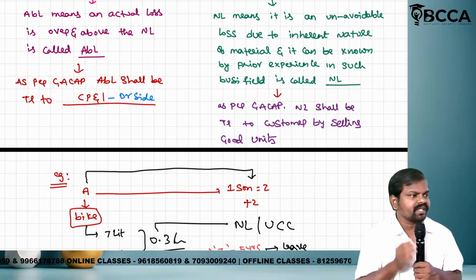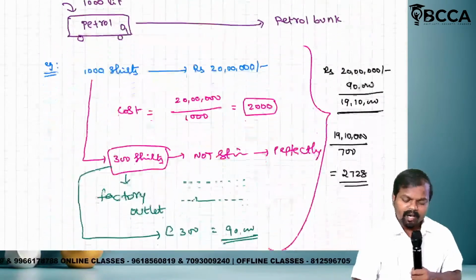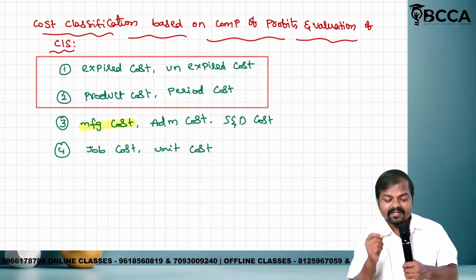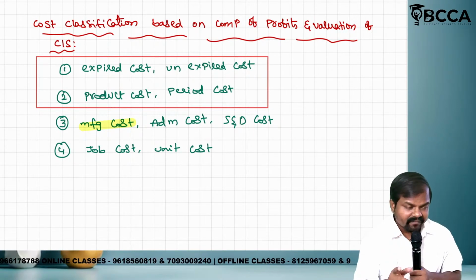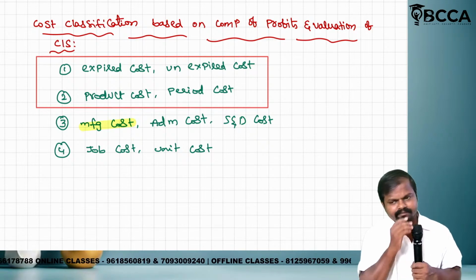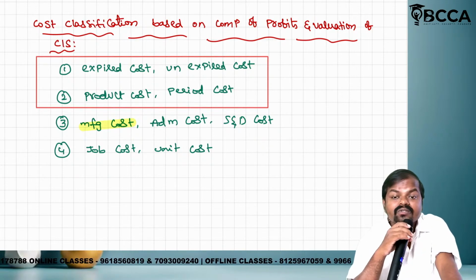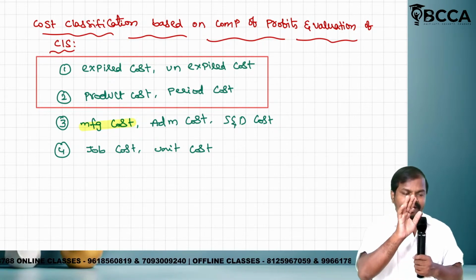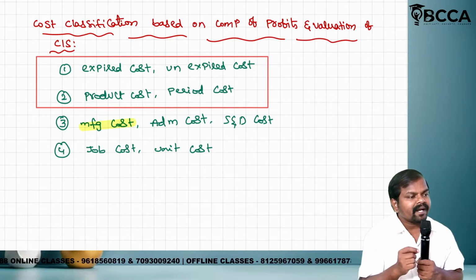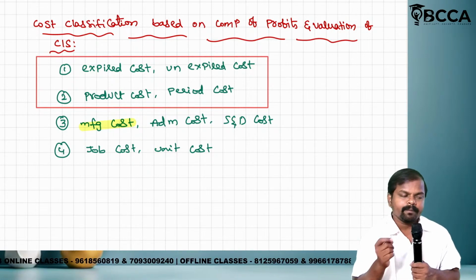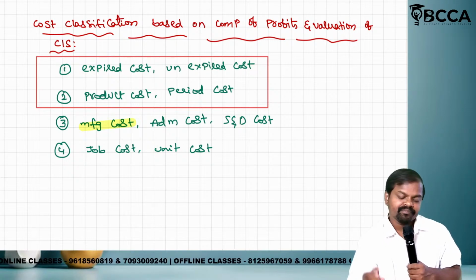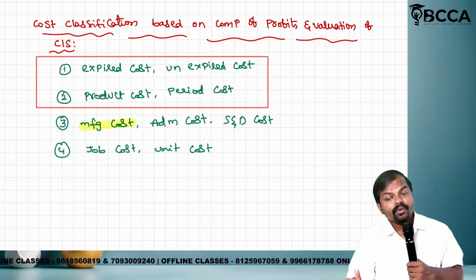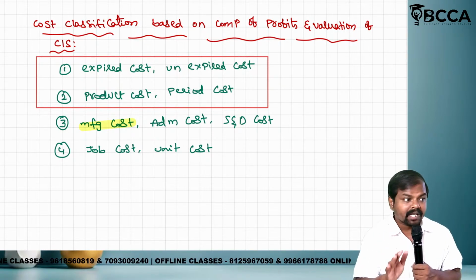If abnormal loss, costing P&L debit side; if abnormal gain, costing P&L credit side. We already discussed this. Clear? Now, cost classification on the basis of computation of profit and valuation of closing stock. Closing stock is nothing but unsold units. Under this category: expired cost, unexpired cost, product cost, period cost, manufacturing cost, admin cost, S&D cost, job cost, unit cost. These definitions are going to be covered under this category.